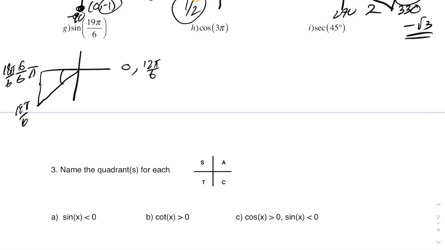Make a triangle. Over 6 is automatically 30. What's opposite 30 is the small one, so opposite's 1. Hypotenuse is 2 always, and then rad 3. What's negative? Well, we went to the left, so negative, and we went down, so negative. Then I want sine, so opposite over hypotenuse.